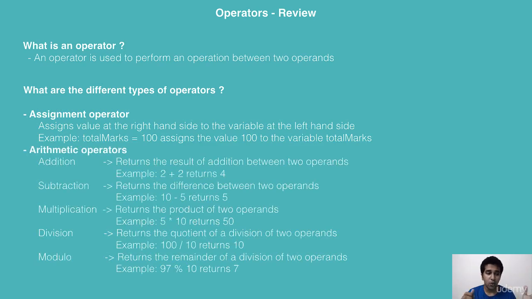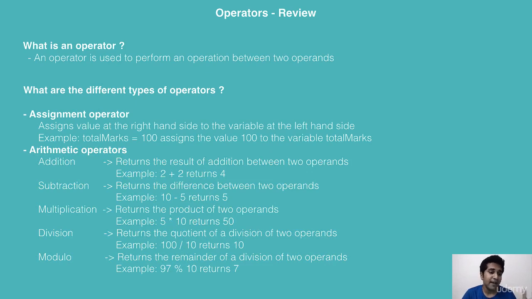Next, what we saw was arithmetic operators. So we have 5 different types of arithmetic operations. First is the addition operation, which is used to add 2 operands. The next is the subtraction operation, which returns the difference between 2 operands.